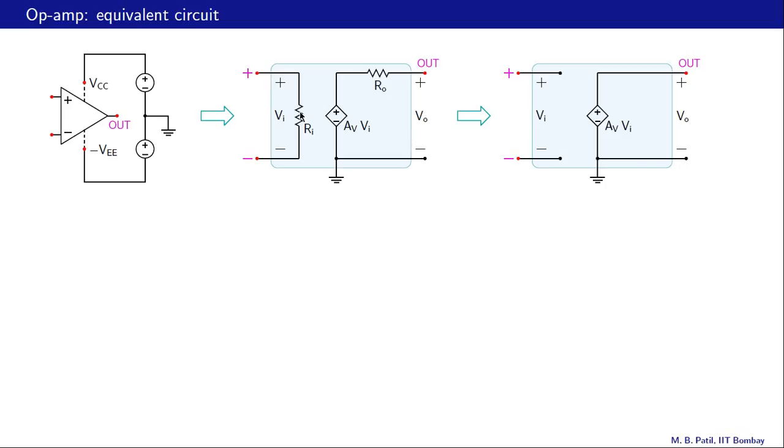This is the input resistance connected between the non-inverting and inverting inputs of the op-amp, these two. This is AV times VI. If that is VI, this is AV times VI, where AV is the gain of the op-amp, its so-called open loop gain, and RO is the output resistance of the op-amp. And the output voltage is taken between out and ground, that is between this node and this common node here.